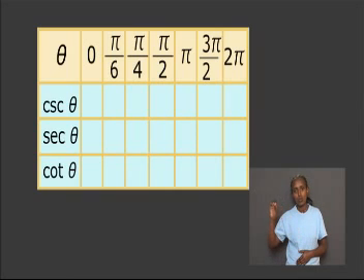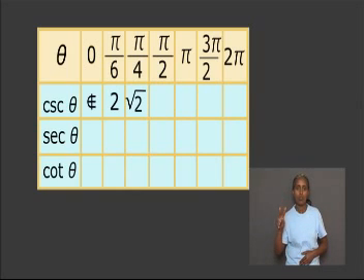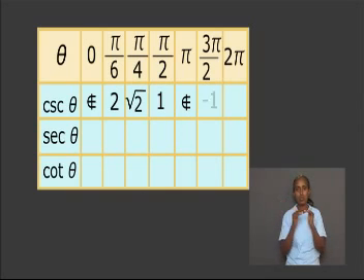The cosecant of 0 is undefined. Of pi over 6 is 2. Of pi over 4 is the square root of 2. Of pi over 2 is 1. Of pi is undefined. Of 3 pi over 2 is -1. And of 2 pi is undefined.